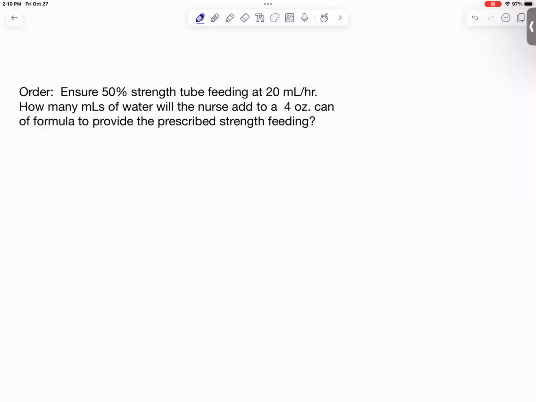This is a lot of nice information. It's telling you what the order percentage is. It's telling you what it's running at. Okay, great. But the question is asking you how many milliliters of water will the nurse add to a 4-ounce can of formula? So you probably initially paused and said, oh my gosh, I've got to use the 20 milliliters an hour. Am I doing an infusion rate? But that's not what the question is asking you. So the question is asking you, how much water will you add to a 4-ounce can in milliliters?